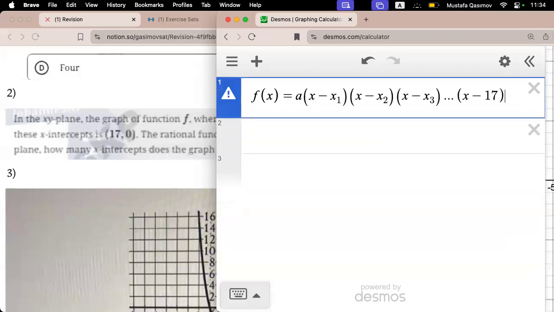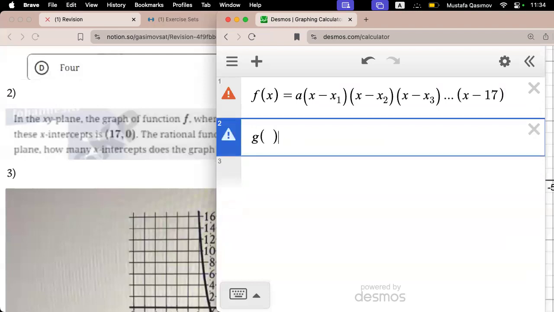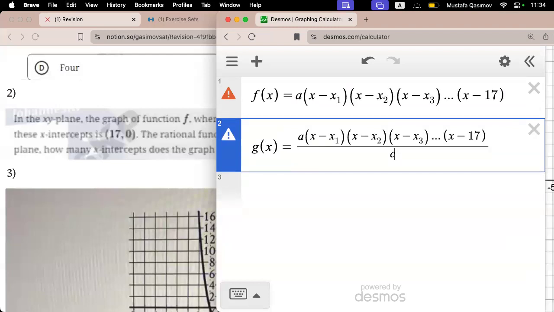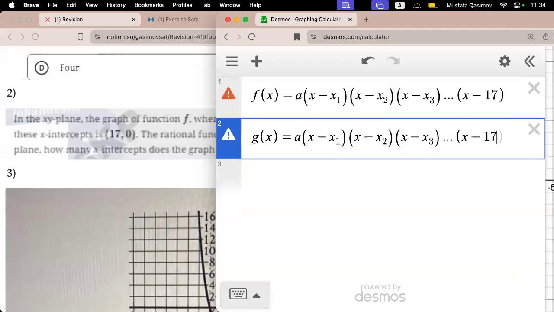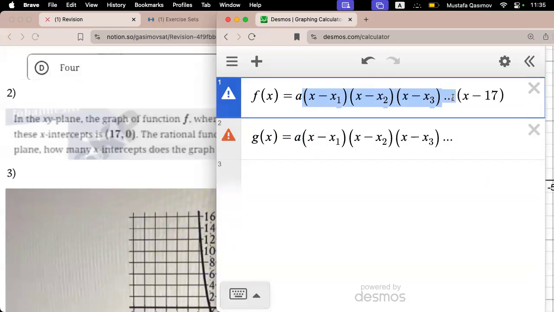Then it says that we have g of x, which is equal to f of x divided by x minus 7, right? If we eliminate x minus 7 from both of them, we will get 7 x-intercepts here, because this part is 7, all of them is 8. Is it clear now? Can I repeat the question? It's the second question.